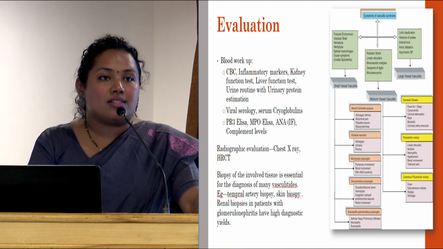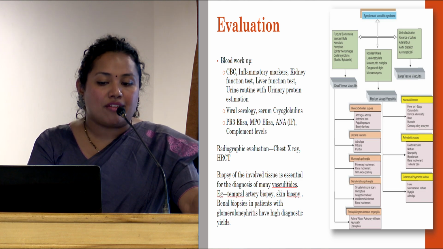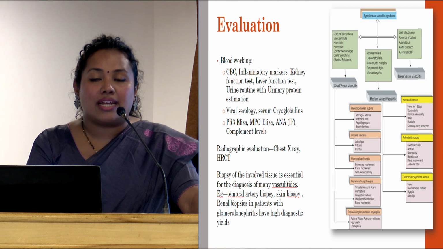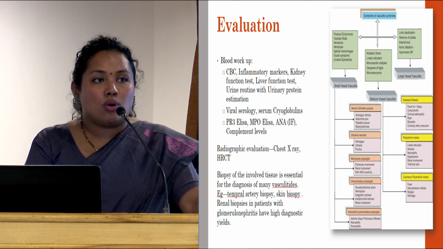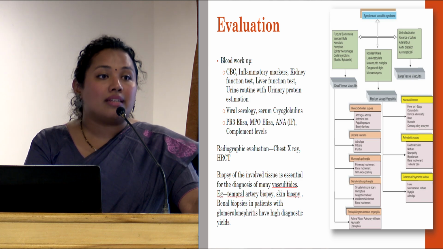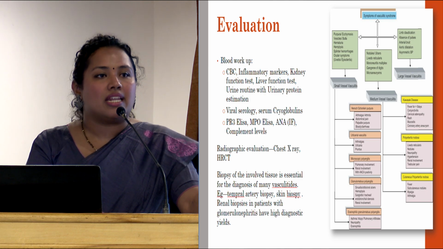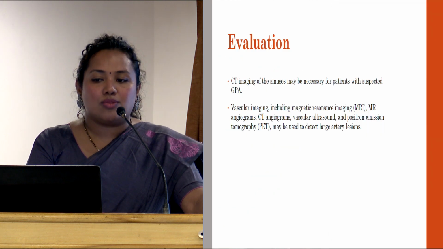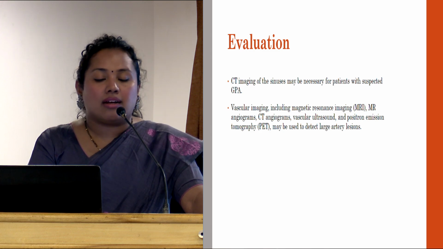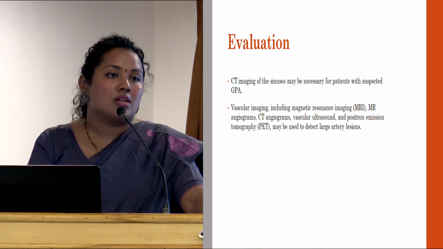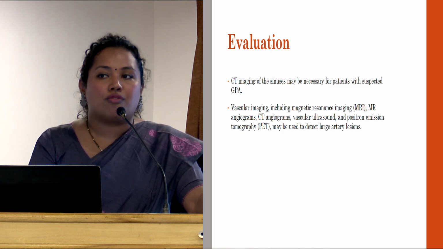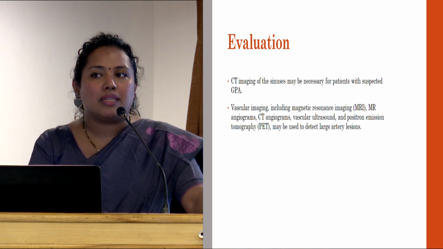HRCT or chest X-ray is important if the patient presents with pulmonary manifestations. Biopsy of the involved tissue is extremely essential most of the times for the diagnosis of many of these vasculitis. So doing a temporal artery biopsy or a skin biopsy from the ulcer edge, or doing a renal biopsy if there is renal involvement, which has a very high diagnostic yield. So these are the things which will help us clinch the diagnosis. Also imaging techniques like MR angiograms, CT angiograms and PET CT is now being used for diagnosis of large vessel vasculitis and also to determine the disease activity.